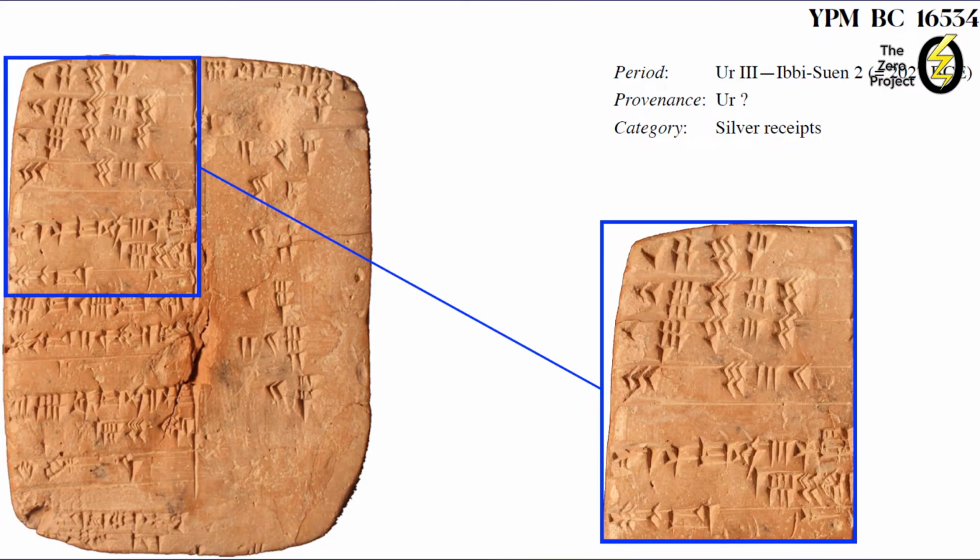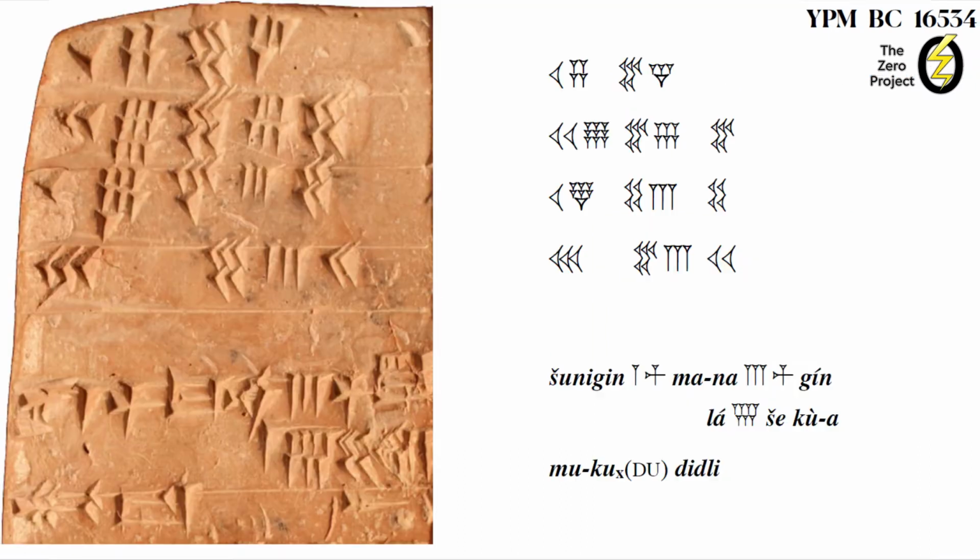My first example is an Ur-3 text, not a mathematical text, not an astronomical text. It's a simple, or what seems to be a simple, administrative text of silver receipts. I'll be looking at this part of the tablet. It's only written on one side. It's a 2-column tablet. I'll be looking at the top of the first column.